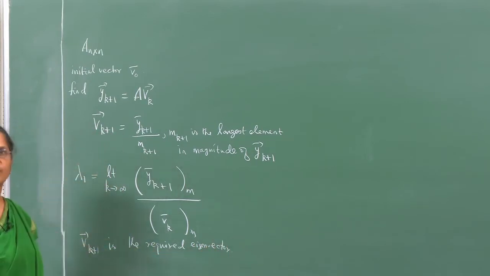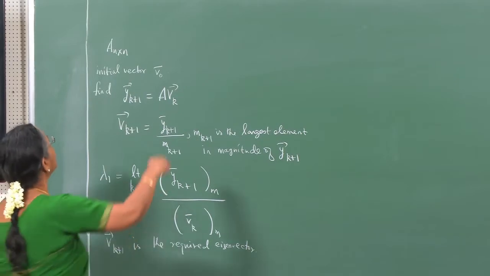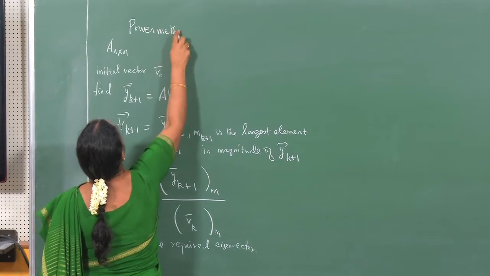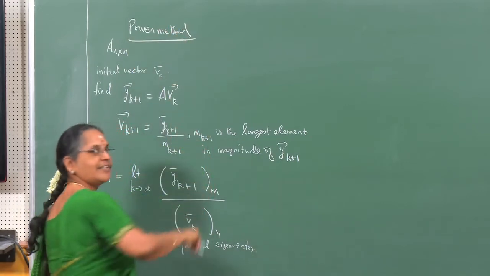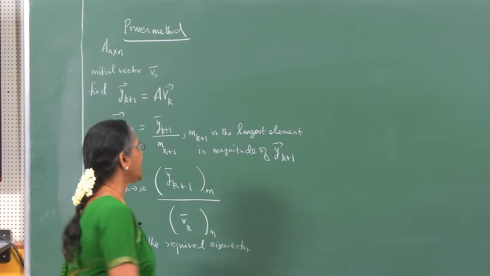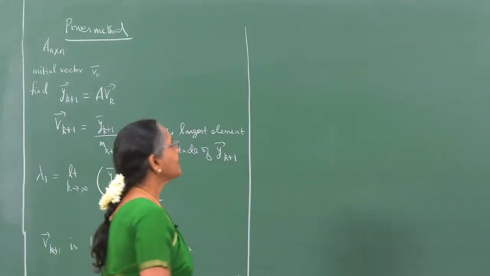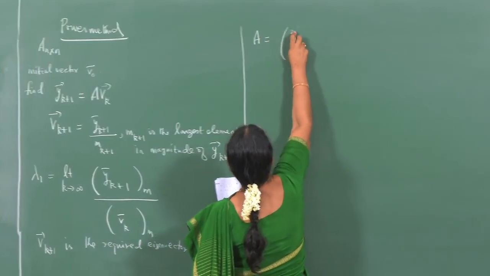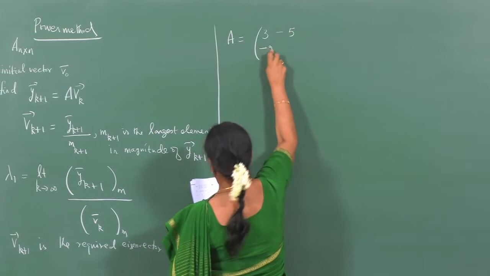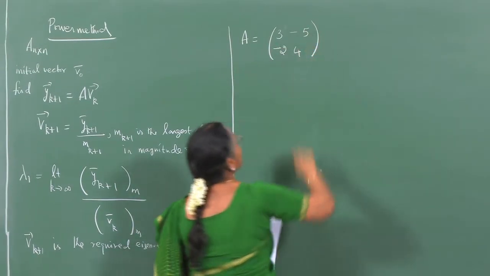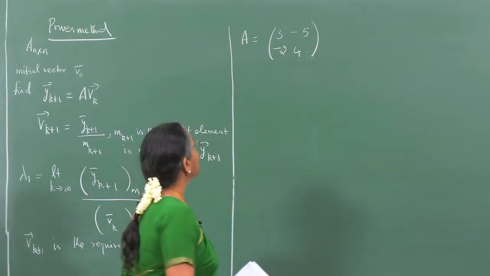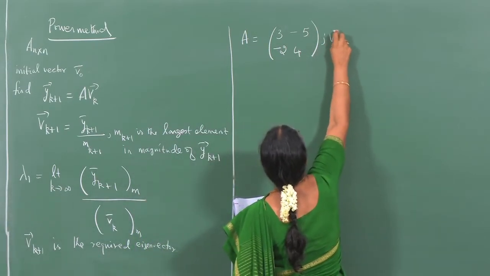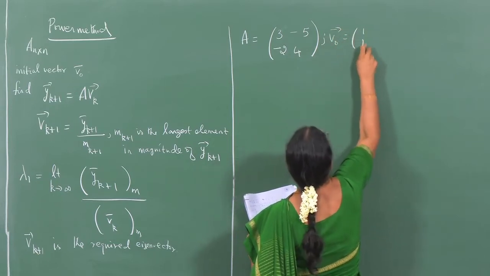So, let us now illustrate this procedure, which is our method for computing numerically the largest eigenvalue of a given matrix A. Let us consider the given matrix A to be a 2 cross 2 matrix having entries 3, minus 5 and minus 2, 4. We start with an initial vector V naught, say 1, 1.